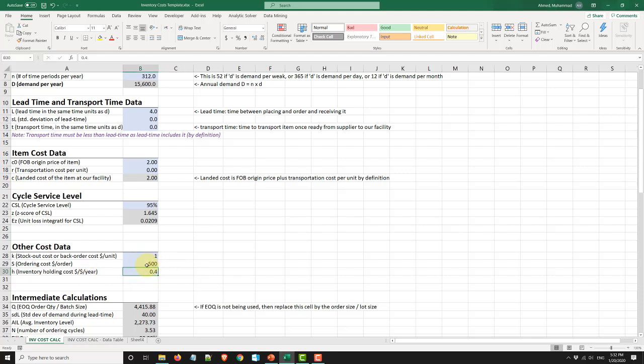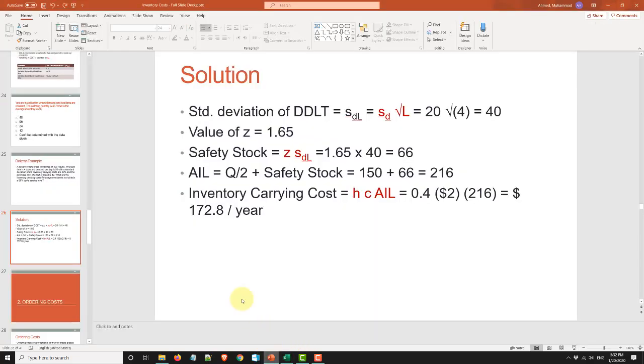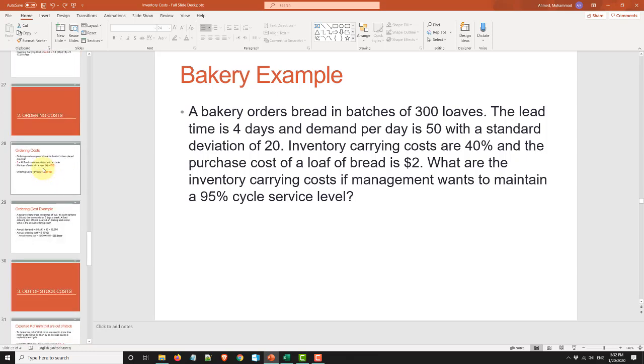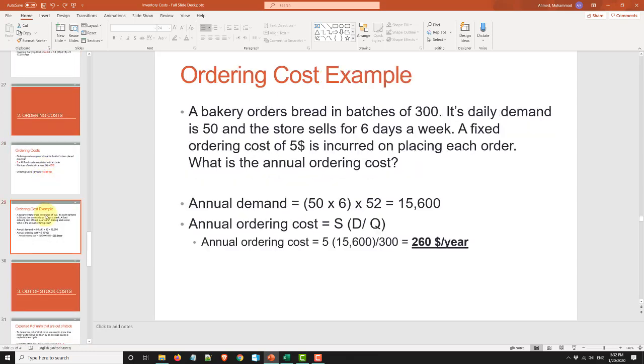All we need now is the ordering cost. So let's look here. Our batch size is 300.